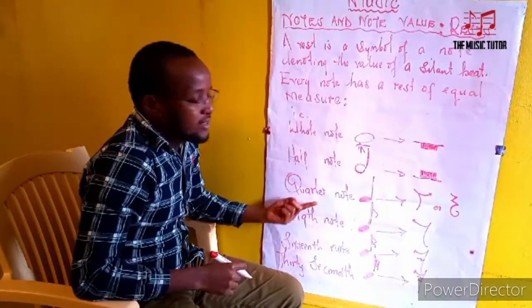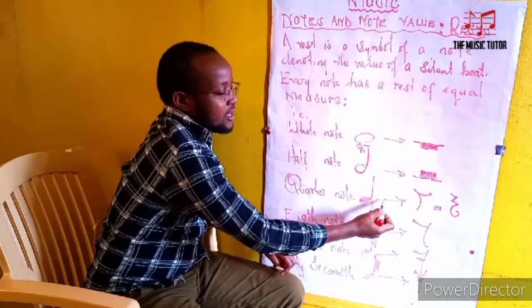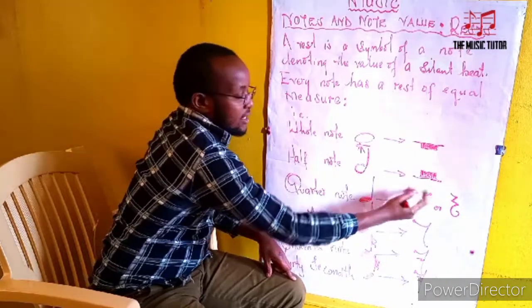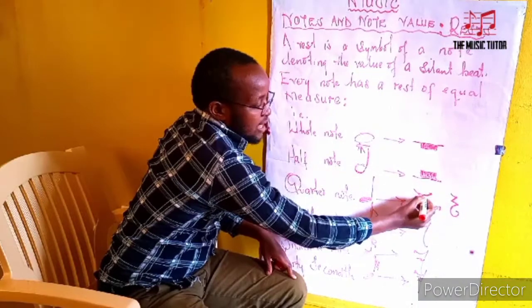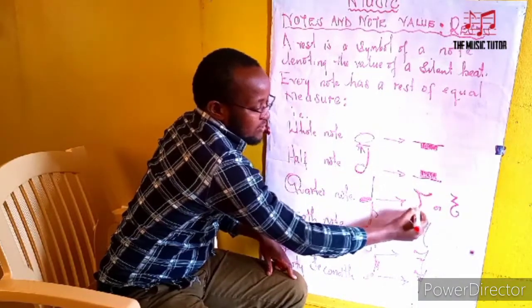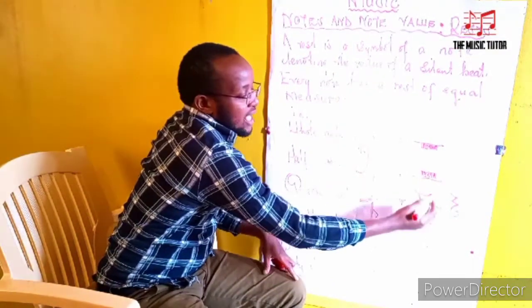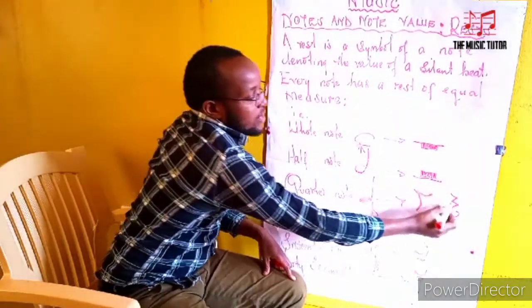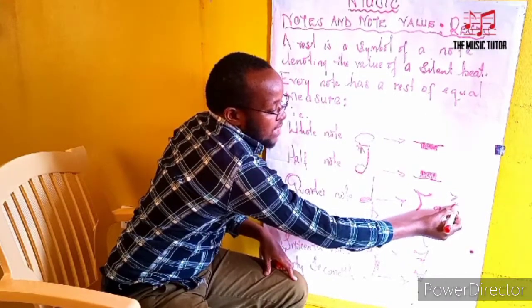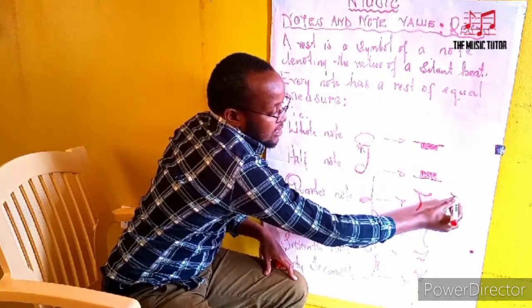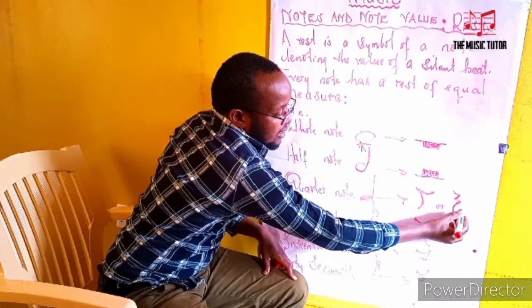A quarter note, the same way, it's a crochet. It has a corresponding rest, and it has two rests. One looks like an improper number 7, an improper number 7, as you can see this one. And it also has another one that looks like 3 with a tail. Number 3 with a tail.